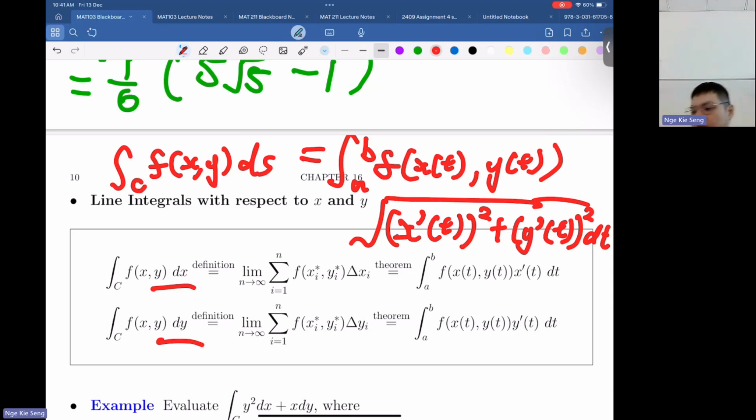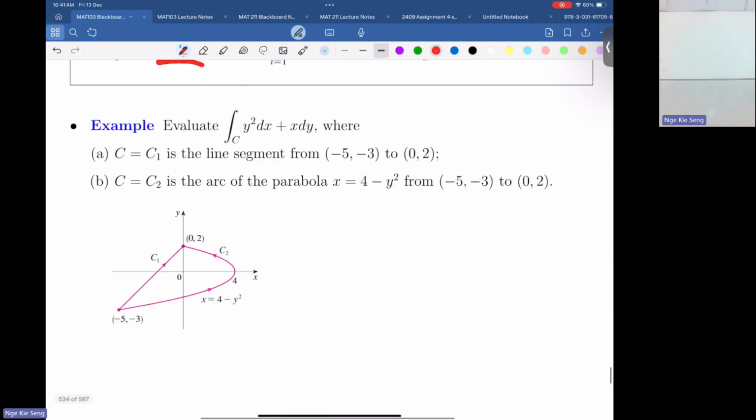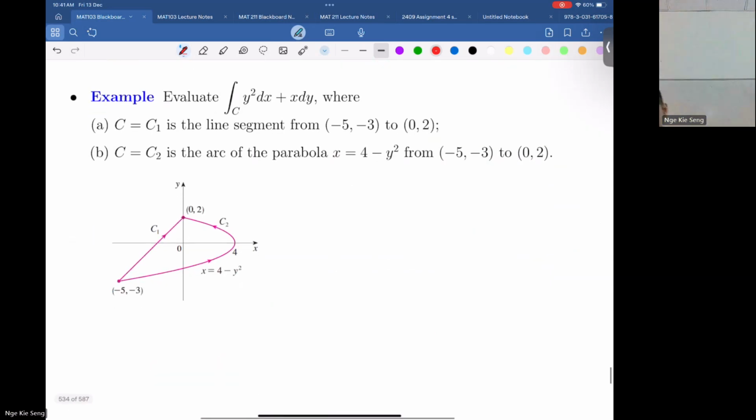This kind of line integral, we will use it in Green's theorem later, all those vector calculus. So let's look at this. Now you are asked to integrate this line integral with respect to x and y. It's not ds anymore. We split it up into x direction and y direction. So this is a different object now.